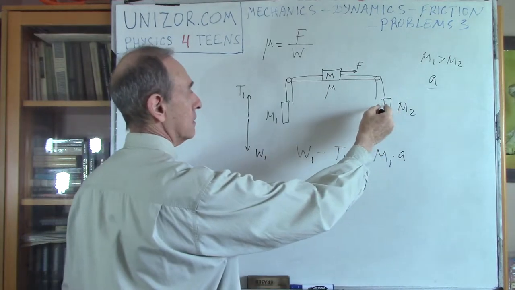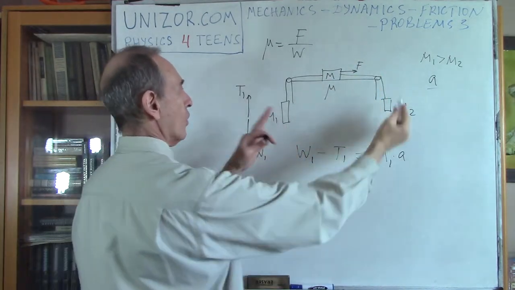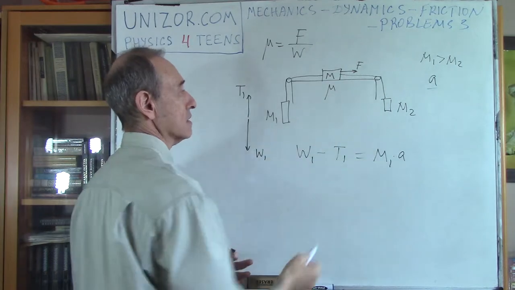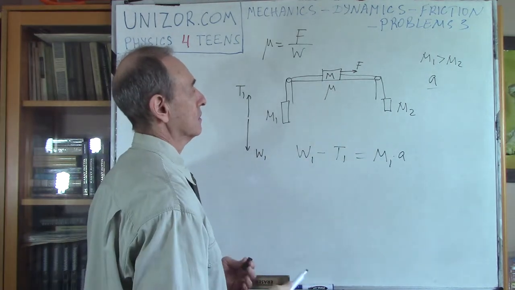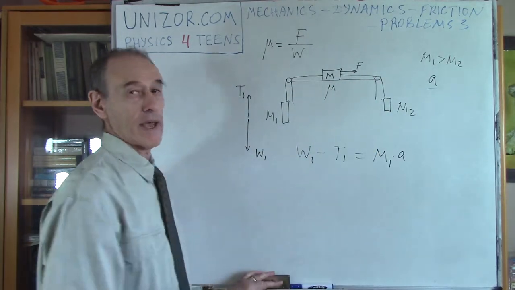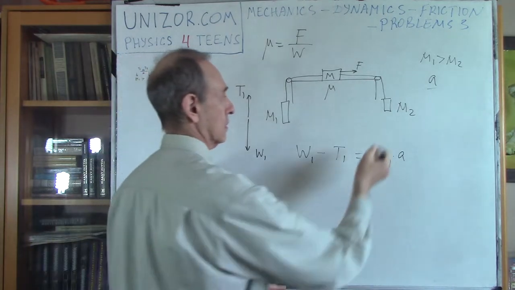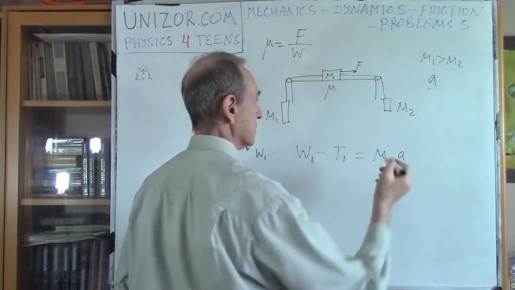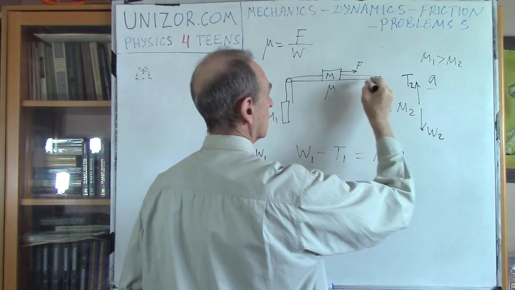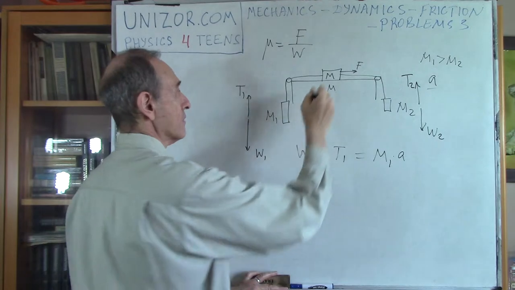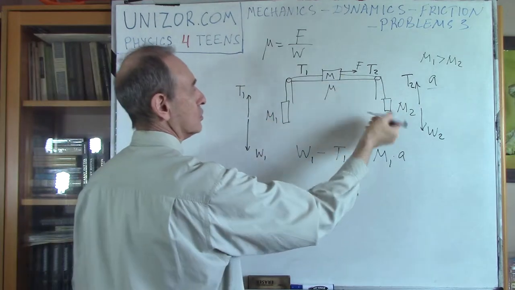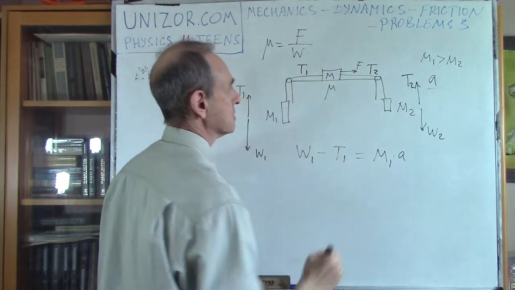Now, this one goes up, obviously. This is heavier, so the whole system moves this way. And it moves up also with the same acceleration, A, because the thread is not elastic, and obviously pulls up with the same speed as this one goes to the left. What forces are acting on this particular object? Well, the same thing. Down goes its weight, up goes tension, which is on this side. The tension is different. On this side we have T1, on this side we have T2. T1 pulls it this way, T2 pulls this object this way, and this object backwards.